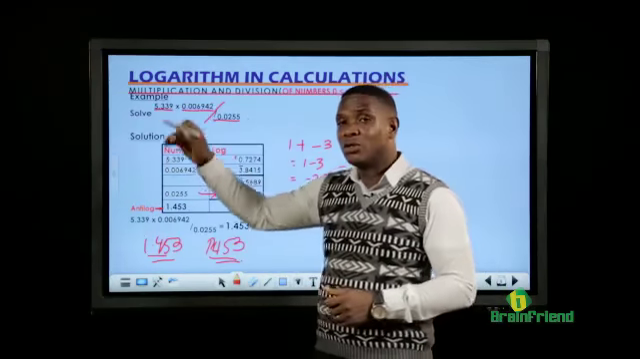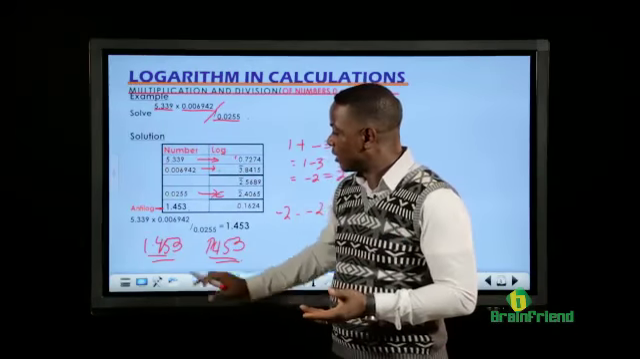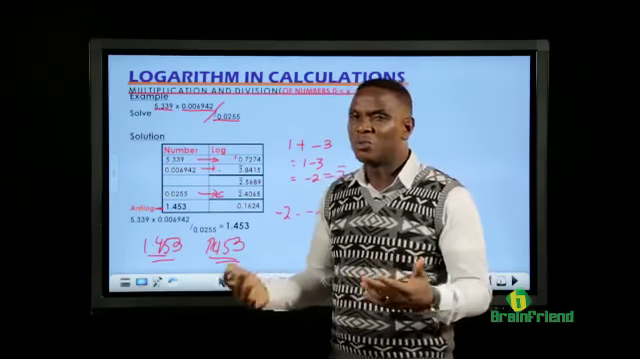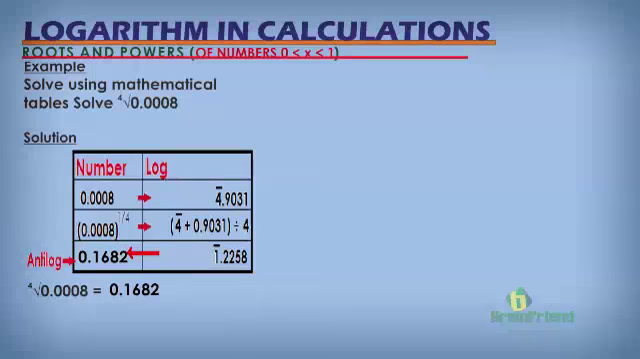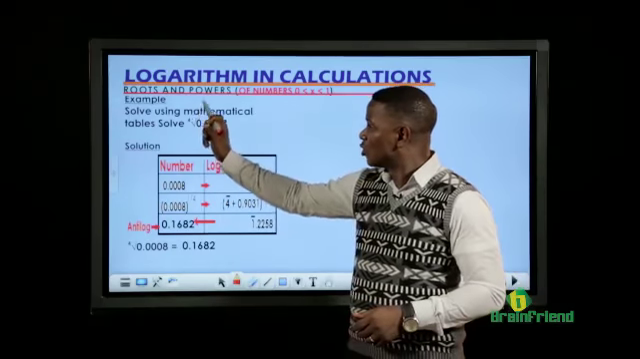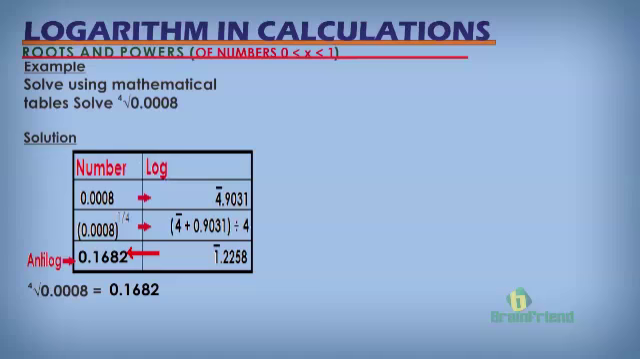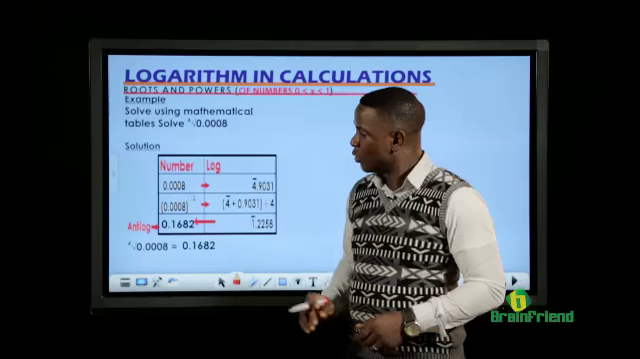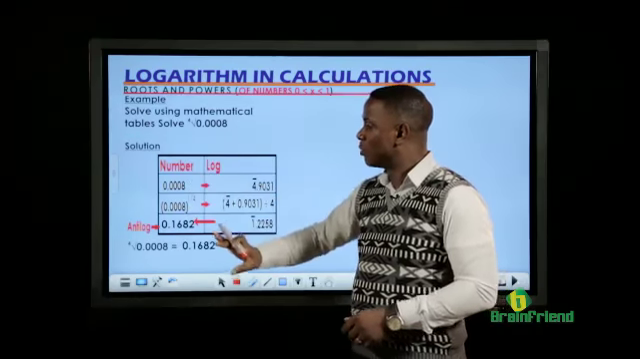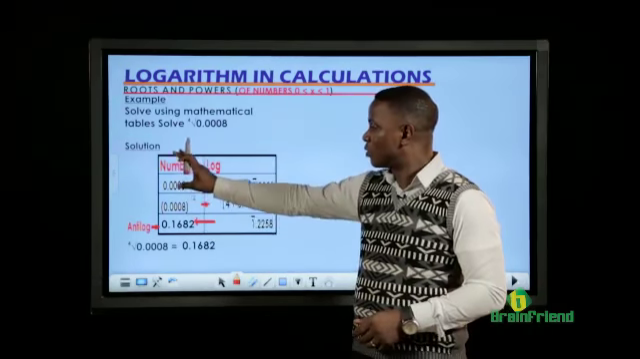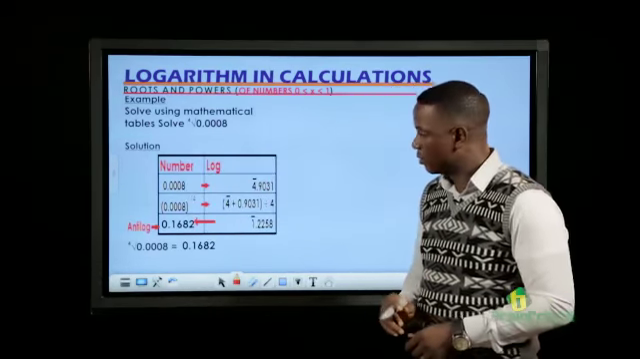We can use a calculator to do a quick check, and we'll find that our answer is always correct up to 3 or 4 decimal points. Let's take a look at an example that involves roots. If we're asked, for instance, to solve using mathematical tables the fourth root of 0.0008, to do that quickly, we'll lay out a table neatly that has 2 fields, number and log.